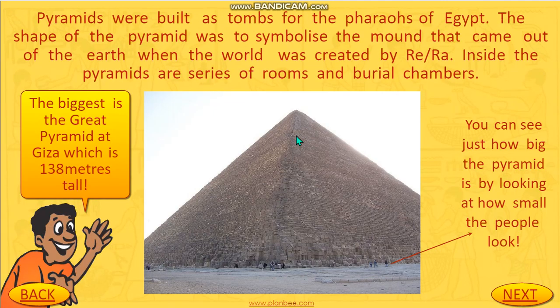Alright, now let's take a look at this one. I'm sure everybody knows what this one is. So this is a pyramid of Giza. Pyramids were built as tombs for the pharaohs of Egypt. So the shape of the pyramid was to symbolize the mound that came out of the earth when the world was created by Ra.